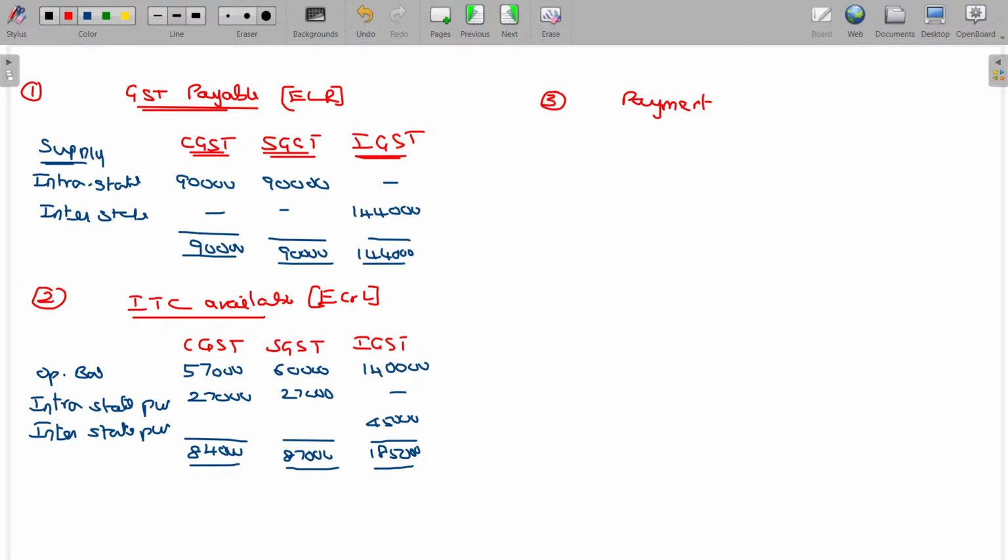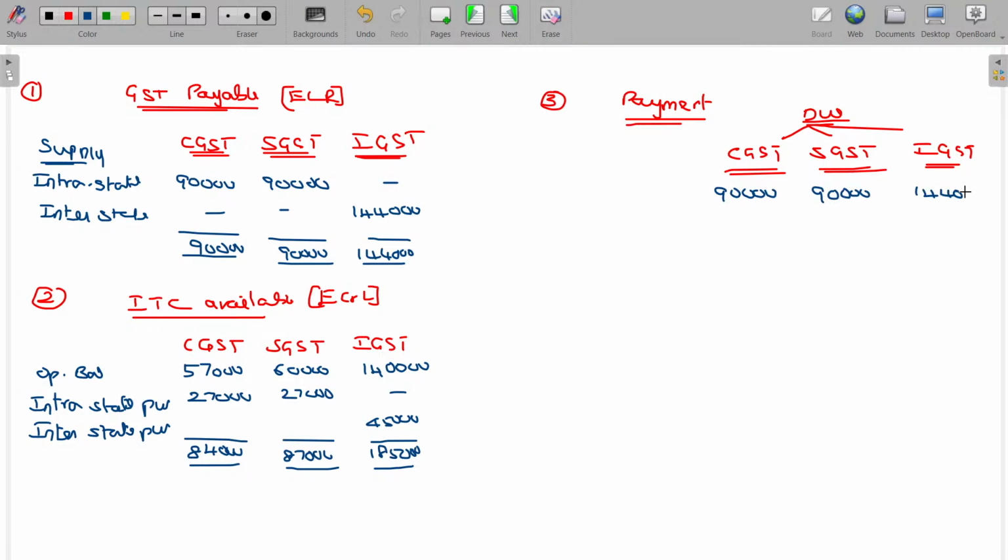For this, recollect the payment of tax chapter. Otherwise, you finish the chapter and come here. CGST, SGST and IGST. Dues payable: how much? 90,000 rupees is the payable amount for CGST, 90,000 for SGST and 1,44,000 for IGST. Now pay using the electronic credit ledger.